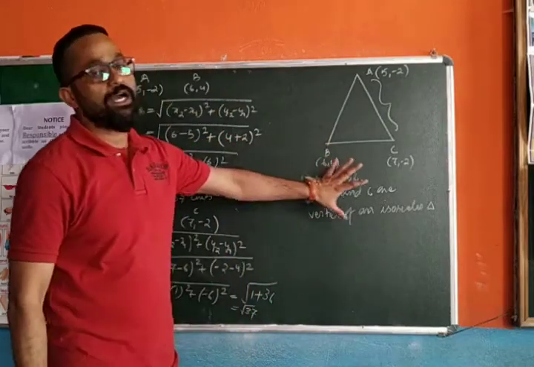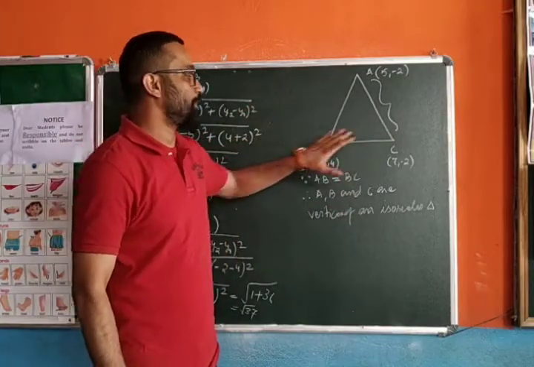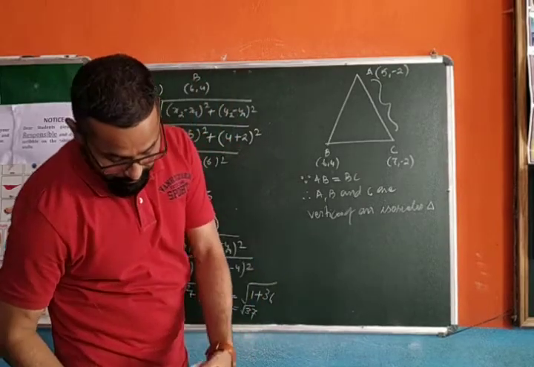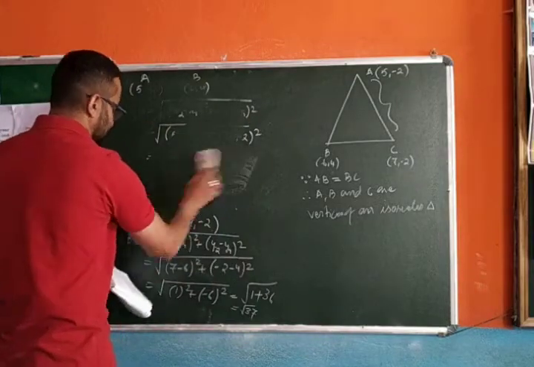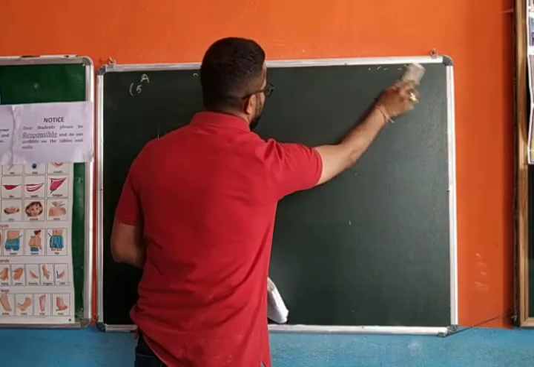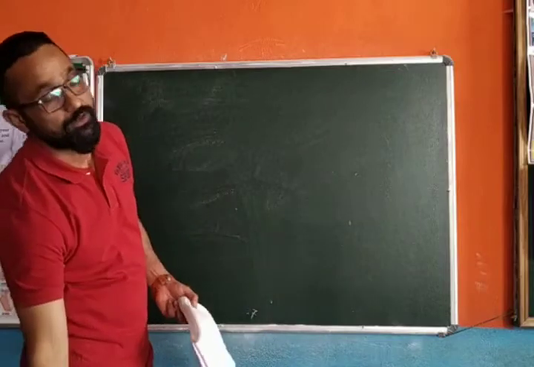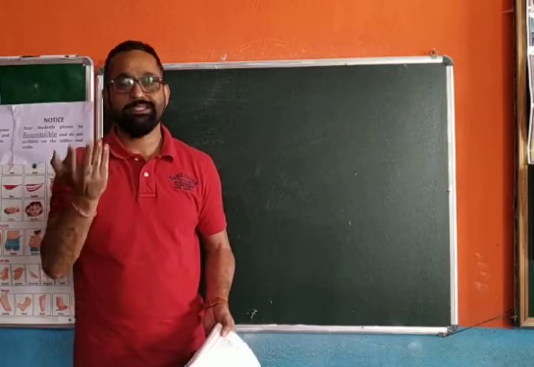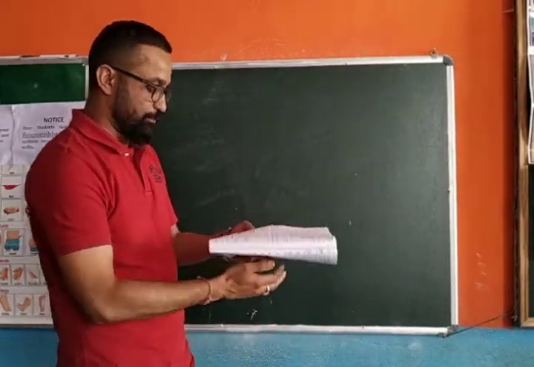If all three sides are unequal, the points form a scalene triangle. If all three sides are equal, it is an equilateral triangle. Question number 16 is similar, 17 is similar, 18 is similar. All these sums are similar, so you calculate distance and check whether sides are equal. Two equal means isosceles, all three unequal means scalene, all three sides equal means equilateral.